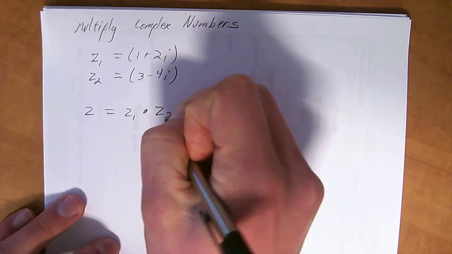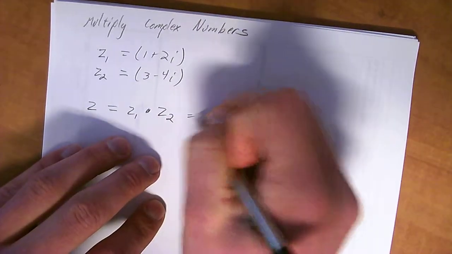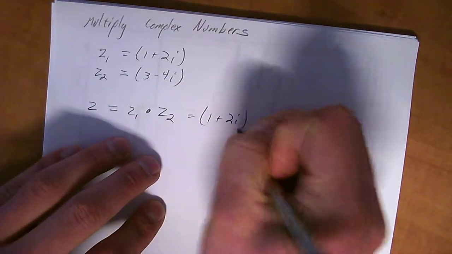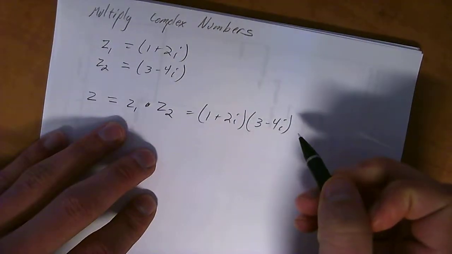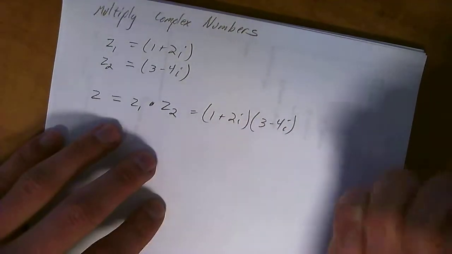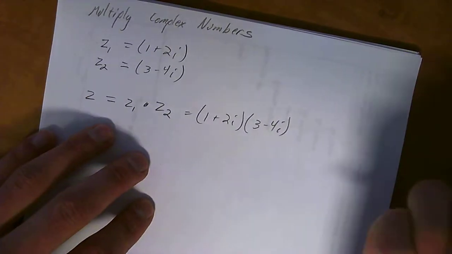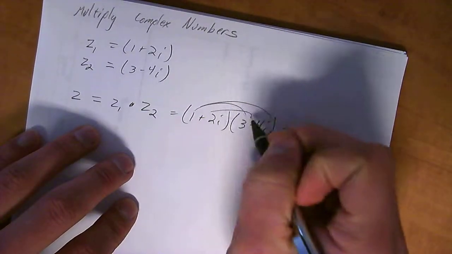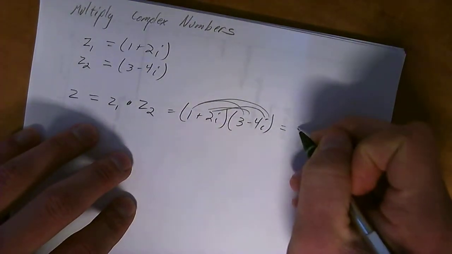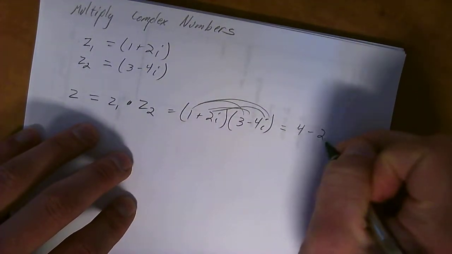z1 times z2 is equal to 1 plus 2i times 3 minus 4i. And the way to perform this is really just FOIL's method. So first, outside, inside, last. And if you go ahead and do that, right here, right here, and right here, and right here, you end up with 4 minus 2i.